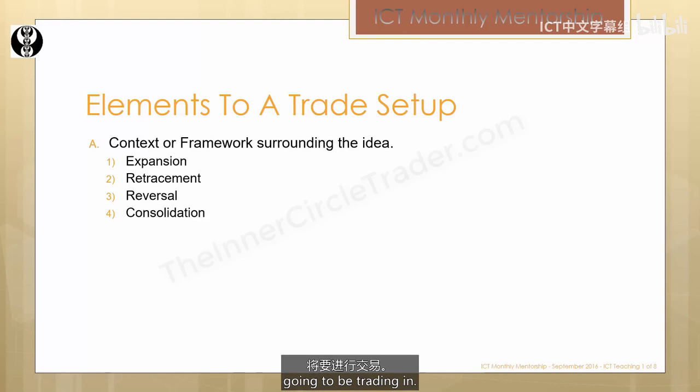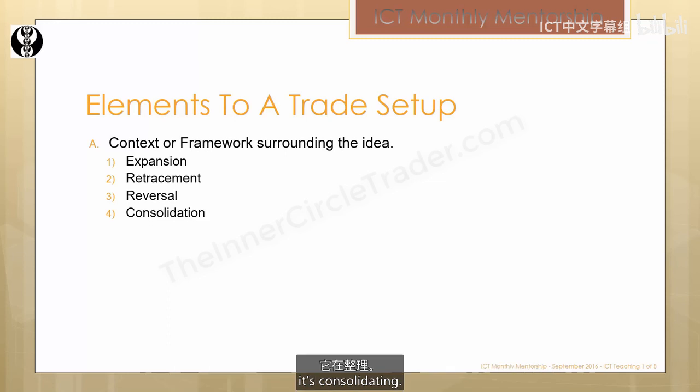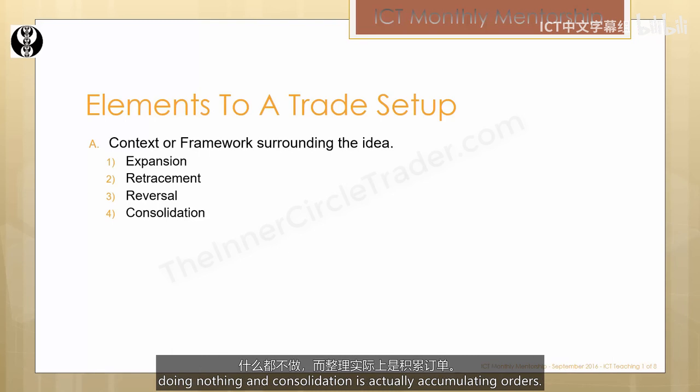Now each one of these 4 give a specific framework and a context to the marketplace that you're going to be trading in. They can only be one of these 4 conditions. Either the market's going to be expanding, running away, in other words, trending, a retracement or a pullback, altogether reversal, and obviously when the market's doing nothing, it's consolidating. But really, we all learned in the Market Maker series that there's really no such thing as the market doing nothing in consolidation. It's actually accumulating orders.